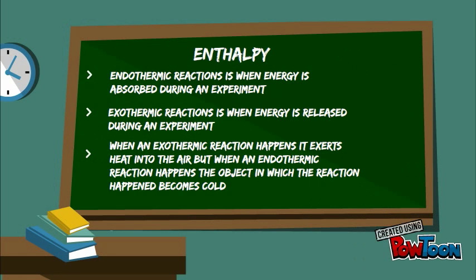Enthalpy has two types of reactions: endothermic and exothermic. Endothermic reaction is when energy is absorbed during an experiment. Exothermic reaction is when energy is released during an experiment. When an exothermic reaction happens, it exerts heat into the air, but when an endothermic reaction happens, the object in which the reaction happens becomes cold.